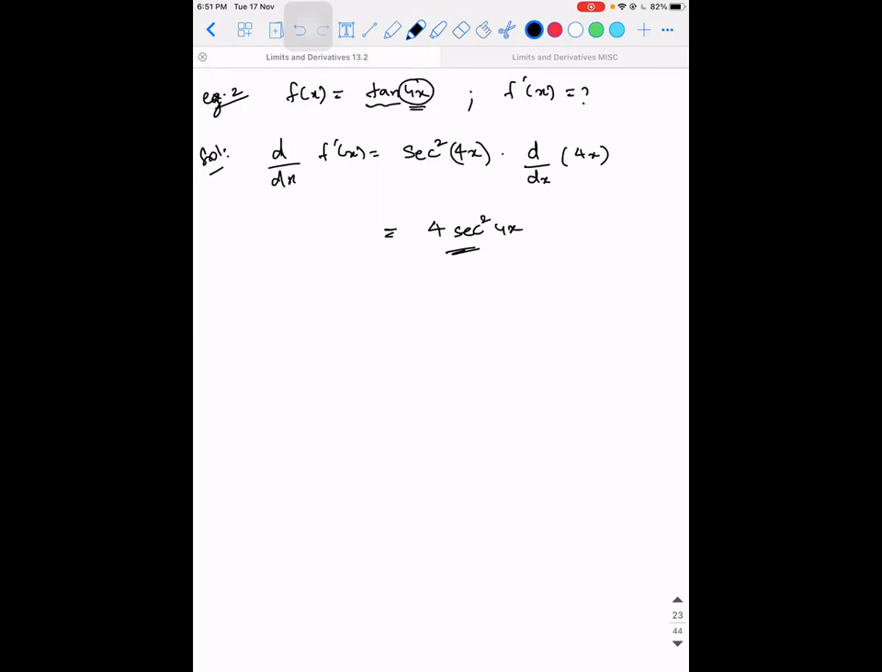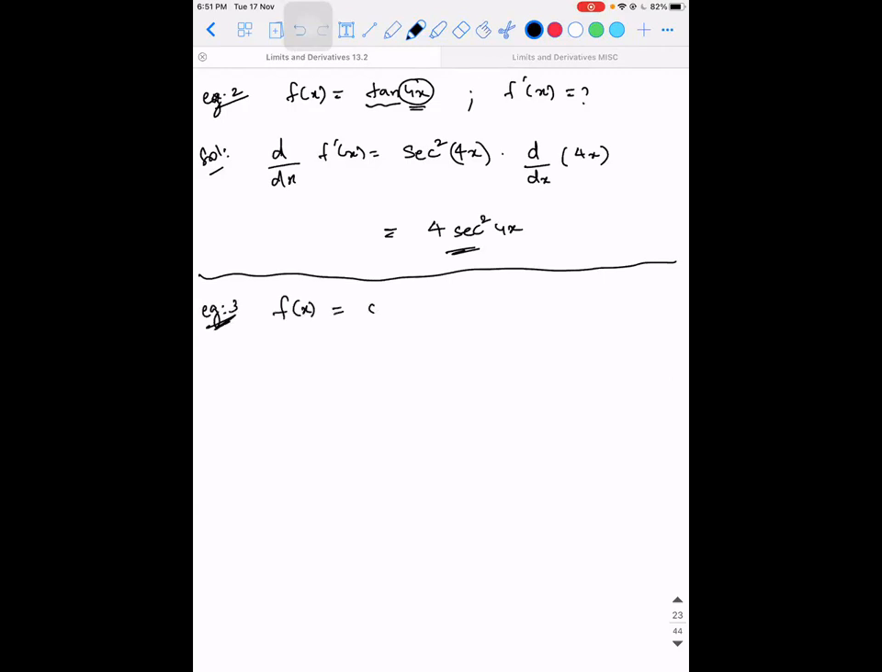Got it? Yes, sir. So this is how you deal with trigonometric functions when the coefficient of x is not 1. Sometimes the coefficient of x will be 1, but the power of the trigonometric function will not be 1. That time I'll tell you how to handle that one. So first make a note of this.